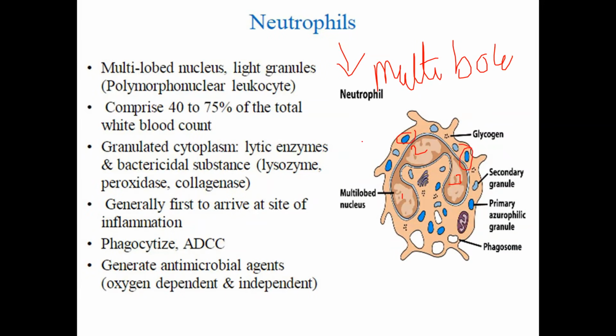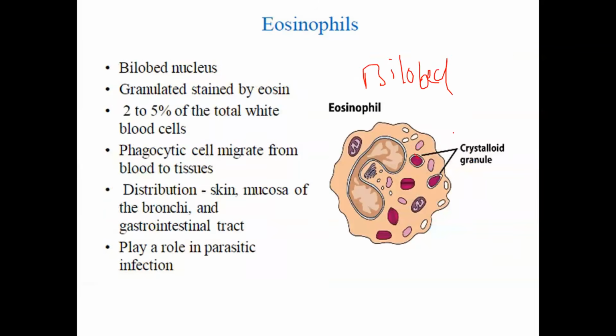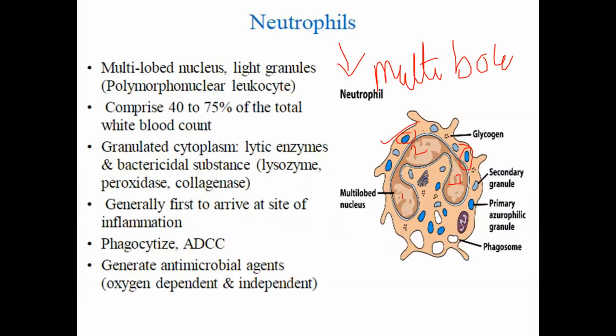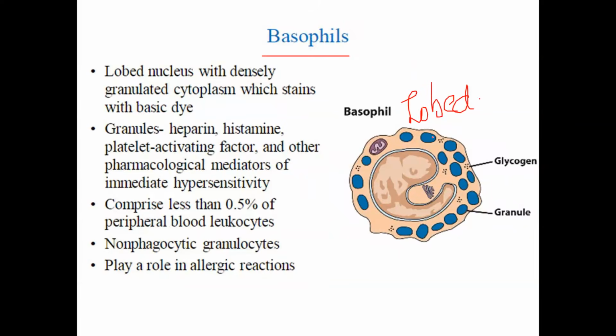The granule size of the eosinophil is larger than the neutrophil. The granule size of the basophil is larger than the neutrophil and eosinophil. Sorry, neutrophil and eosinophil. So remember like this: baso, eosino, neutro. Basophil has the largest granule size, followed by eosinophil, followed by the neutrophil. Not to get confused, friends. It's a very important and interesting one.